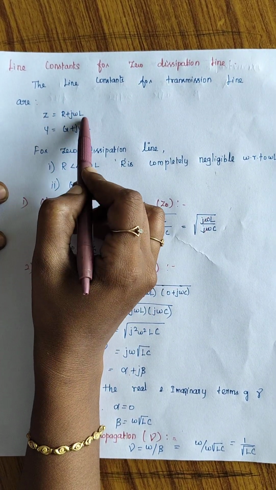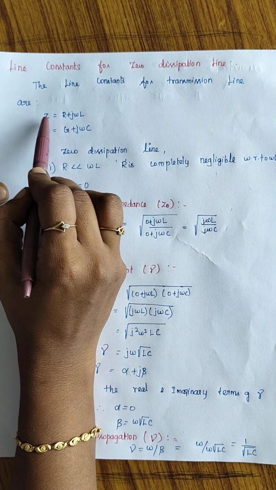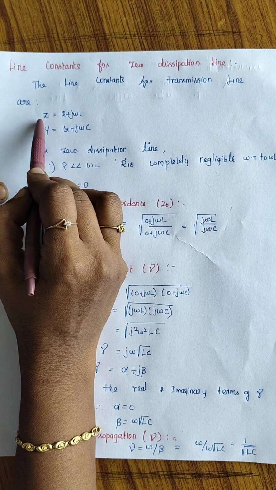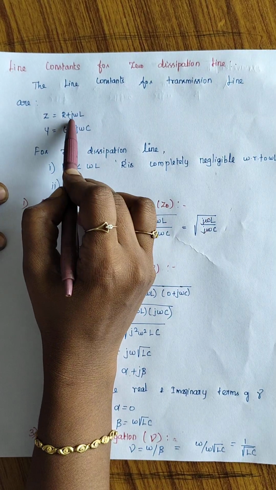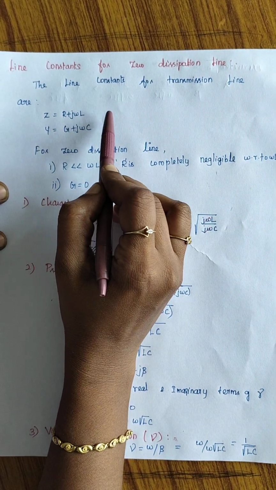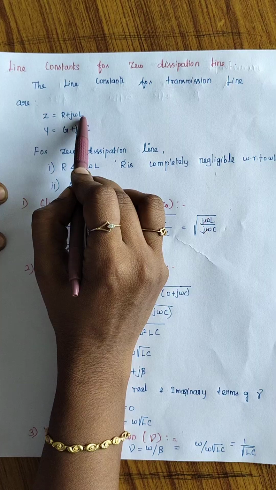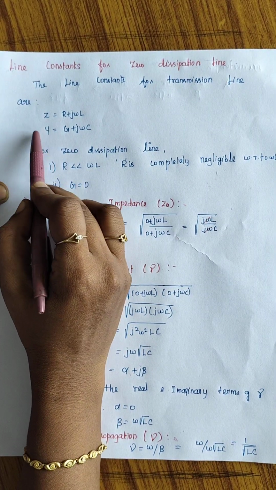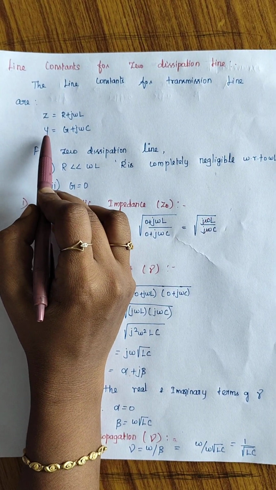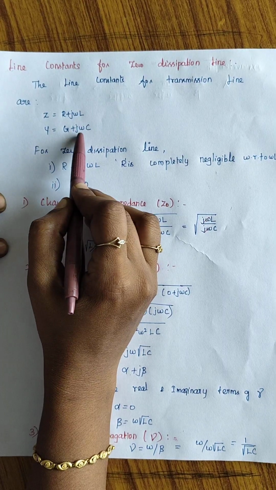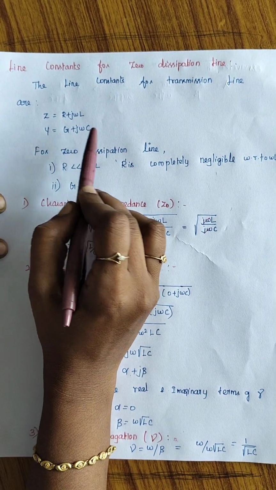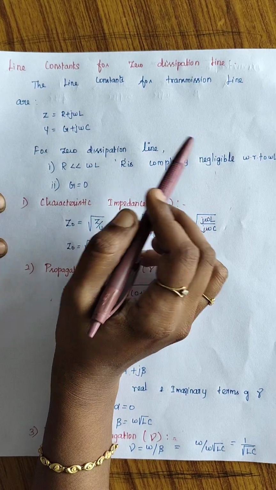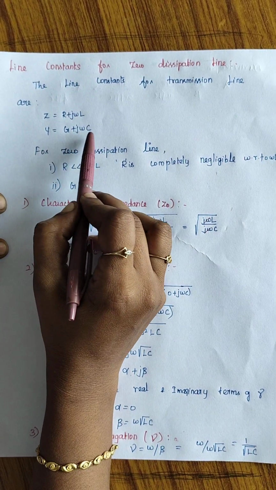What is series impedance? We already denoted it by the symbol Z. Z is equal to R plus j omega L, that is the combination of resistance and inductance. Another one is shunt admittance. Y is equal to G plus j omega C. Shunt admittance is the combination of conductance and capacitance.